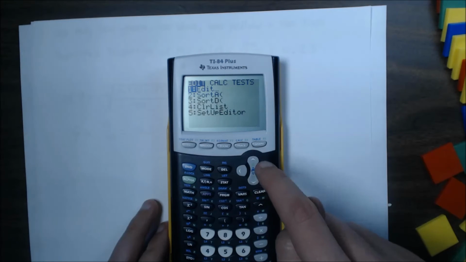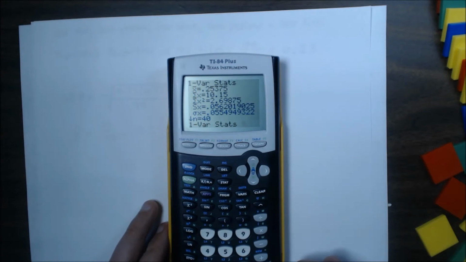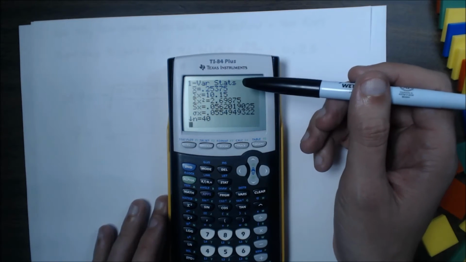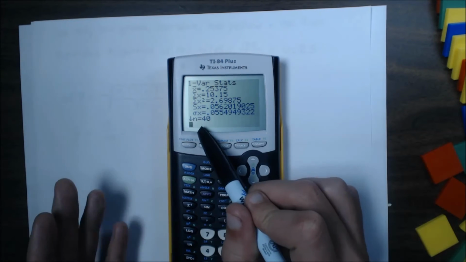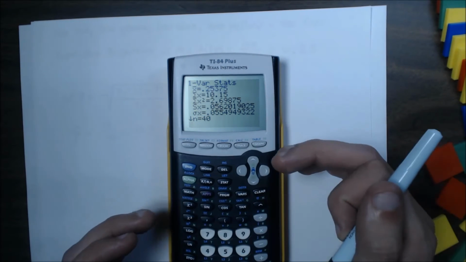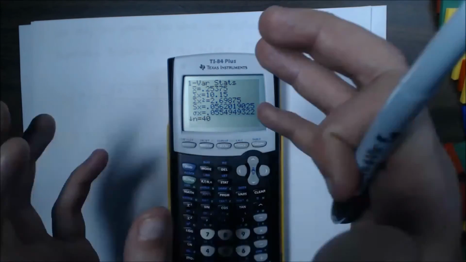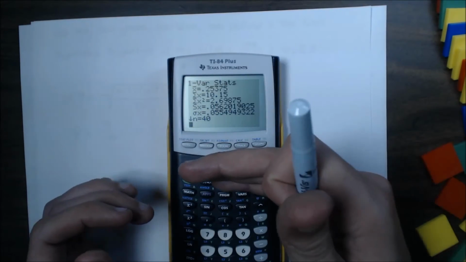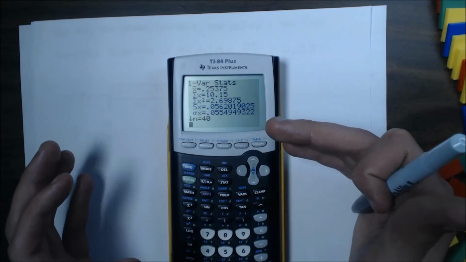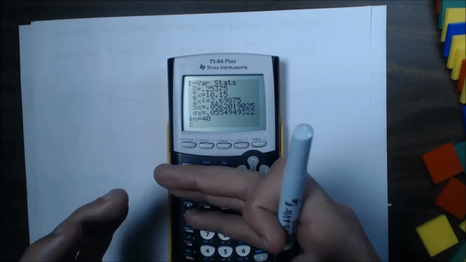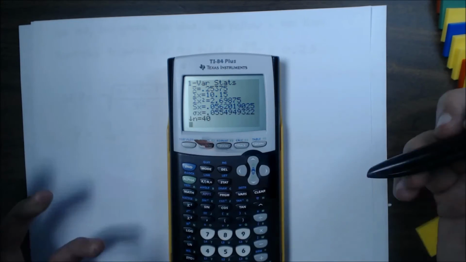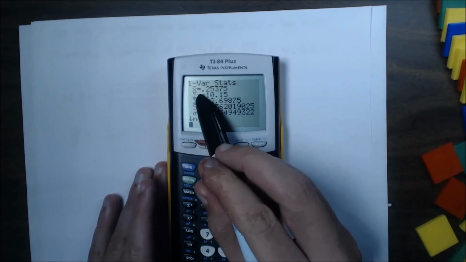So if I go to stat, I go to calc, and I'm going to do one variable stats. This is going to tell me the statistics for those data points that I entered. So n is 40. That's the 40 data points that I entered. And remember that each of those data points was the result of me grabbing 40 tiles and seeing how many were red. Grab another set of 40 tiles, how many are red? I did that 40 times.